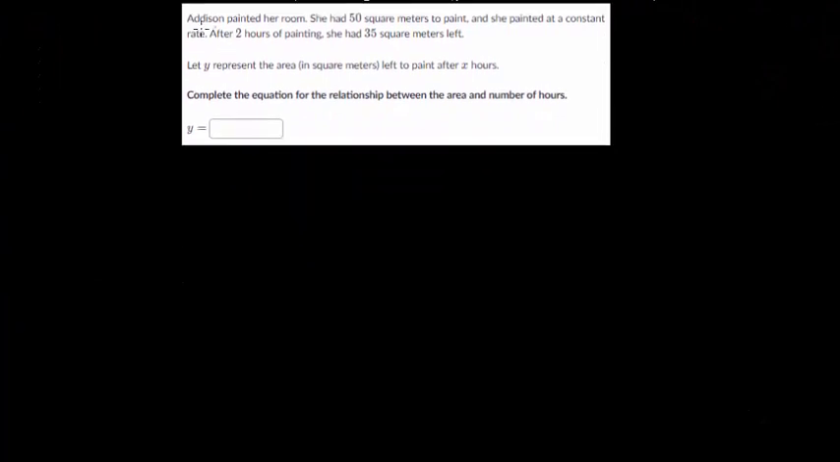In this one, we have Addison, who painted her room. She had 50 square meters to paint, and she painted at a constant rate. So she had 50 square meters to paint. That's what she's starting with. And we have this data point. After 2 hours of painting, she had 35 square meters left.